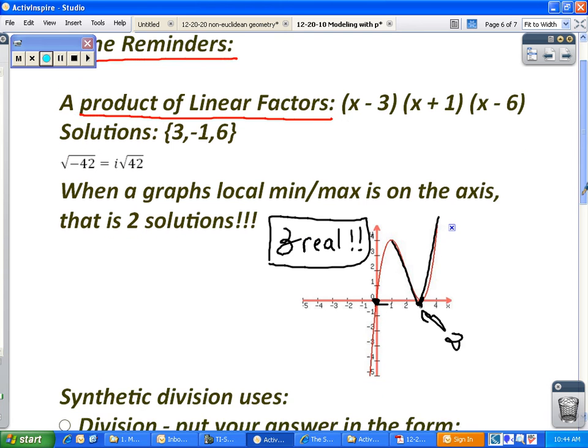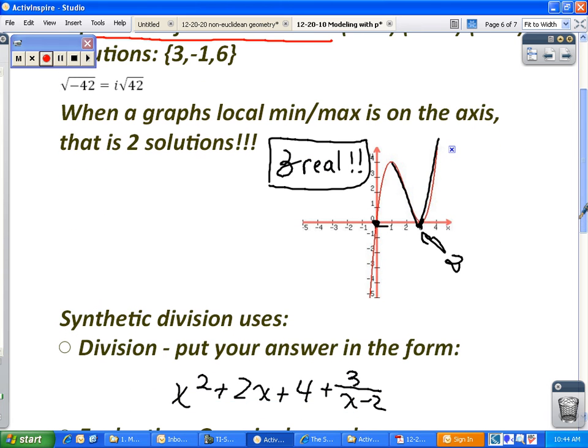When a graph's local min or max is on the axis, that means that there are two solutions there. In this graph example, I have three solutions that are real. I have one here, and this actually represents two solutions. However, you only have to write it once, so it hits it coming down, and it hits it going back up. So therefore, you have two solutions. In this graph, there are actually three real solutions. Okay? Please make sure that you understand that concept.